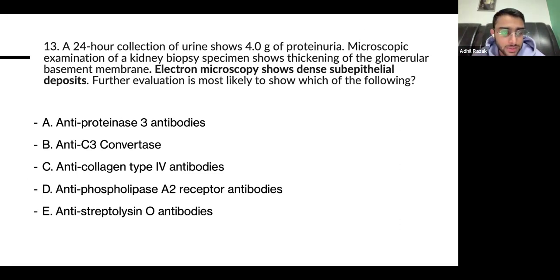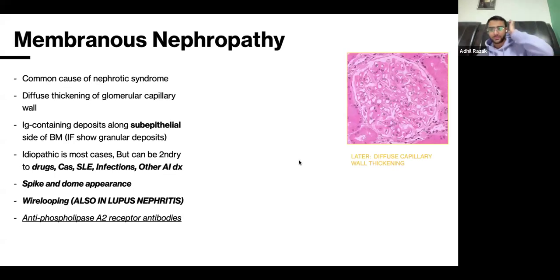Where did we see B? Anti-C3 convertase. I honestly can't remember. I'm sorry. I don't think it's in membranous nephropathy, or else it wouldn't be in the options. I got this question from Amboss. I didn't make this up, so I doubt that they will be wrong. But I honestly cannot remember where you see anti-C3 convertase, but it's not characteristic. Yeah, I've seen it too, but it's not striking in my mind. If I remember it over time, I'll bring it up. Anyways.